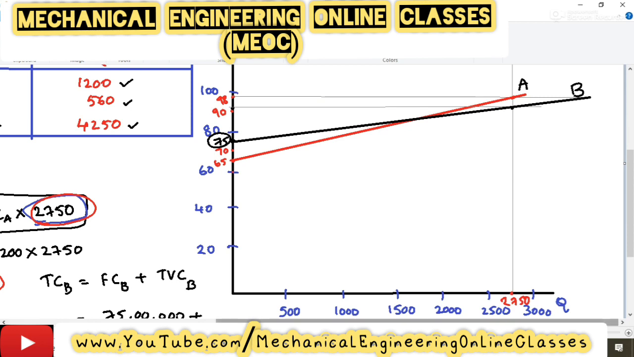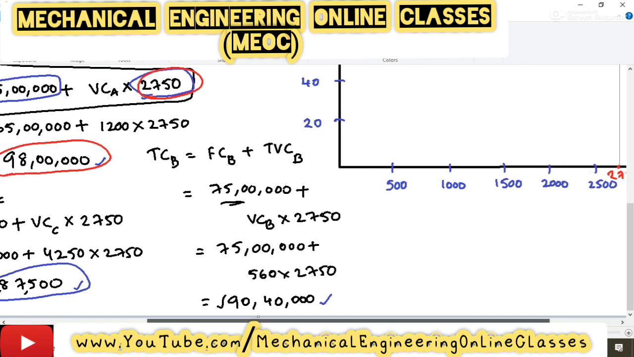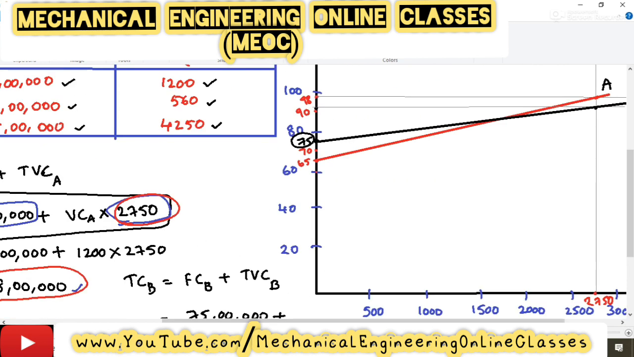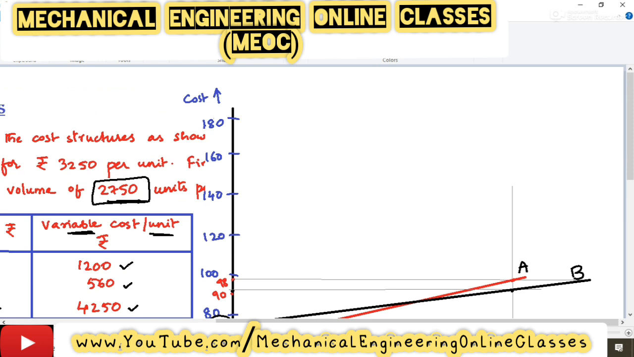We'll again draw the total cost line for site C. So the y-intercept was 55 lakhs. I'll mark 55 here. 50 is the midpoint here. So 55 is the midpoint from 50 to 60. So this is 1 point, and the total cost was 1 crore 71 lakhs. It is 171 basically. So this is 170. So somewhere here lies our 1 crore 71 lakhs 87,500.